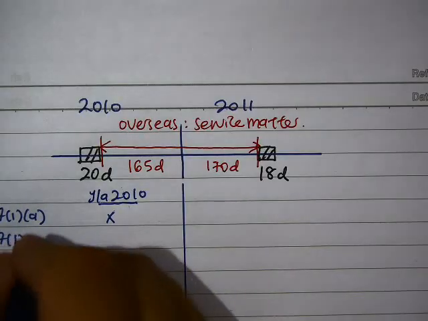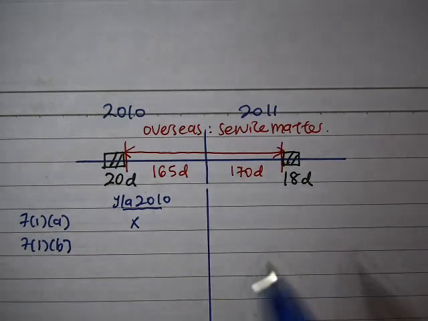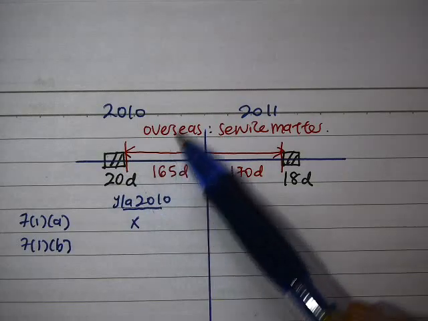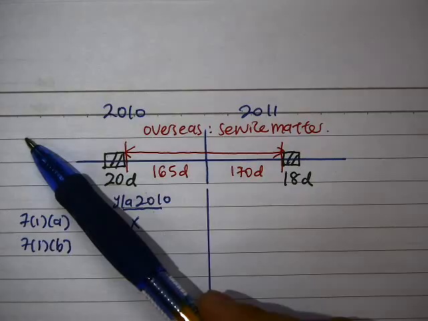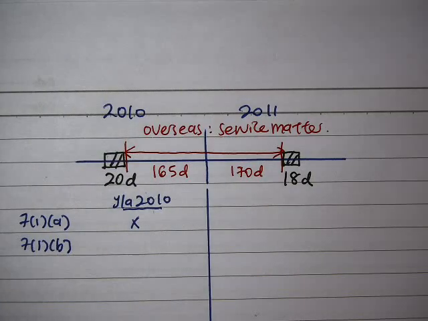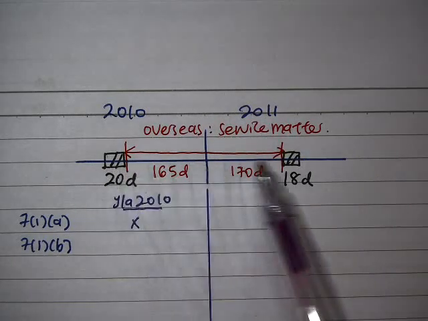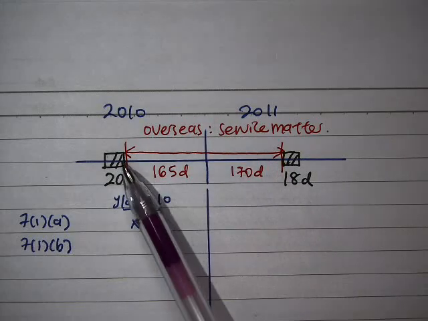And how about 7.1b? Now, to use 7.1b to be a resident, you will need the period in 2010. Either you link to 2011 or you link by 29. Now, in this example, we do not have 29, so you're going to link to 2011. Now, when you want to link to 2011, you must have the period connected.